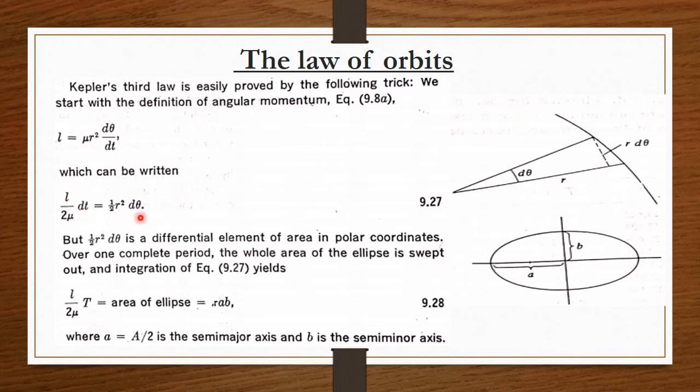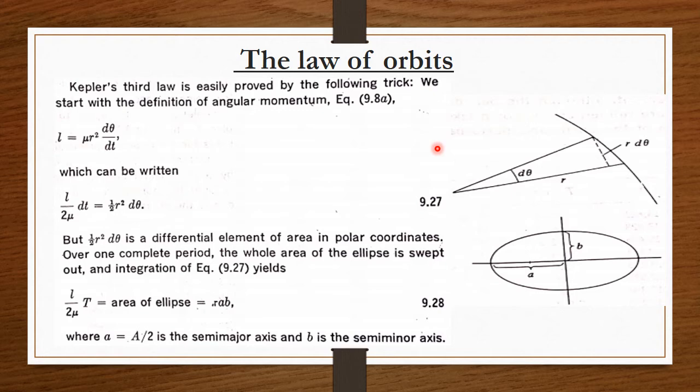Now what is half r square d theta? Look into this figure and analyze this triangle. This is the radius and this is d theta. So this arc is approximately equal to the path followed by the satellite, right? This is r d theta. So what will be half r into r d theta? That will be half base into height. It will be the area of this triangle. So the right hand side is a differential element of area in polar coordinates. So you got half r square d theta as the differential element of area in polar coordinates.